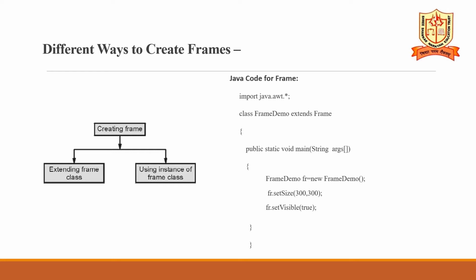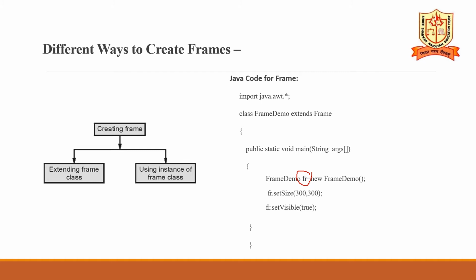Here we will see how to create the frame by extending Frame. Here class FrameDemo is the name of the frame, extends Frame. Then public static void main(String args[]). FrameDemo is the user defined frame name, so we have to create the object of FrameDemo. Here fr is the object of the frame, new FrameDemo. Once you create the object of the frame, you have to set the size, that is the width and height of the frame. Here 300, 300 means a frame of 300 pixels width and 300 pixels height is created.